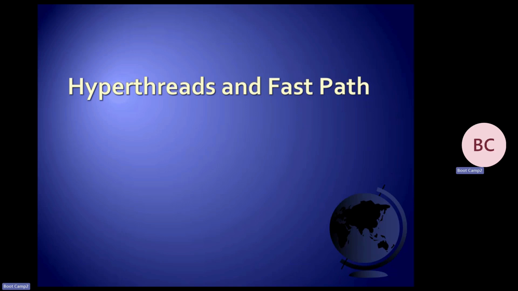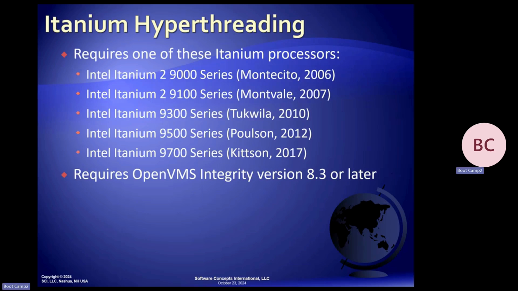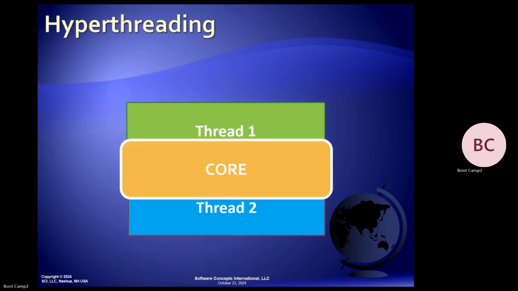Good questions. All right, let's look at the interaction between hyperthreads and FastPath. Hyperthreading is available on the Itanium processors, starting with the Montecito chip generation and clear through the i6 chips. Hyperthreading is available, but you do have to have VMS version 8.3 or later to take advantage of that. The way hyperthreading works is the core can be shared by multiple threads.